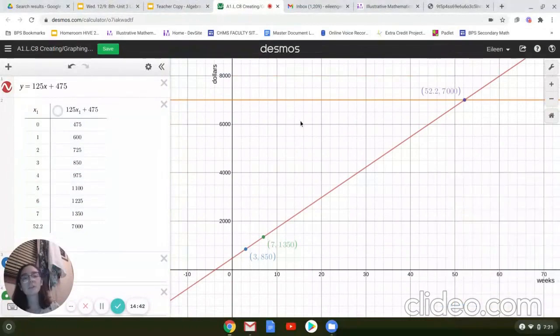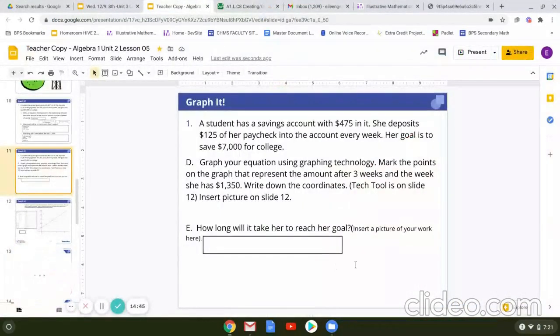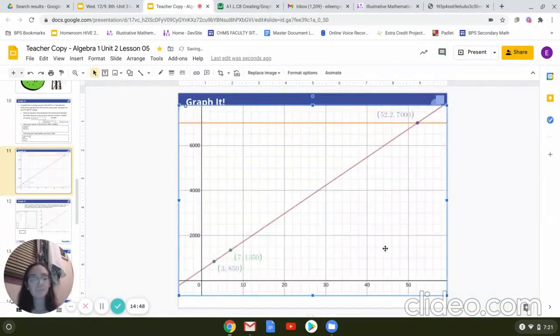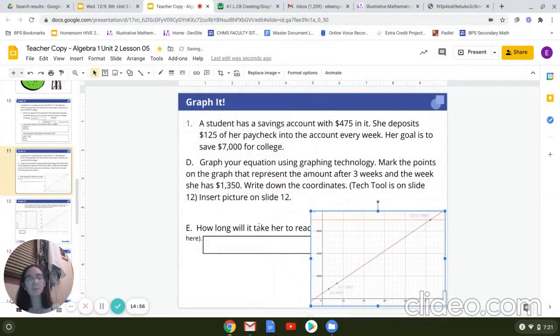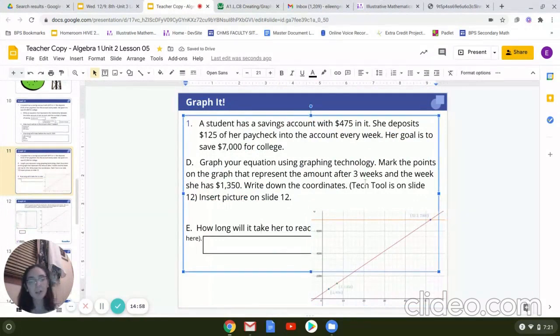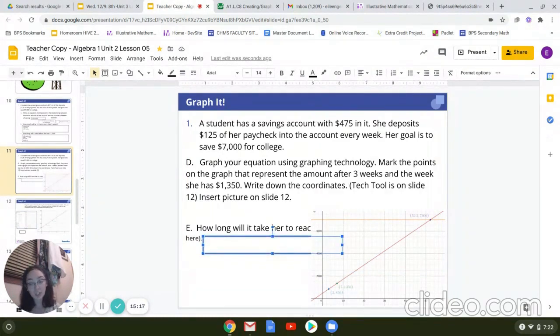I'm going to copy it to clipboard, come back to this slide, and paste it in. Okay, so I have this in here now. I'm going to make these directions a little bit better. Then it asks us, how long is it going to take her to reach her goal? How many weeks is it going to take her to reach that $7,000? I want you to take 10 seconds right now to write that answer in this box, giving me a label for your answer.